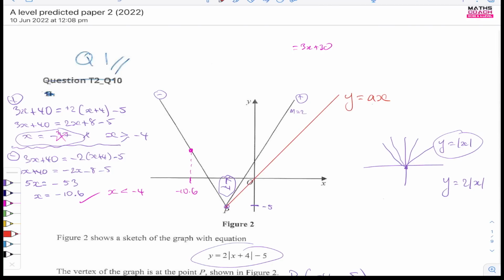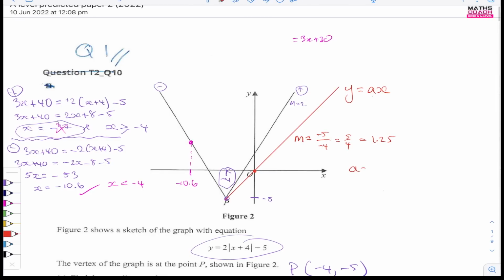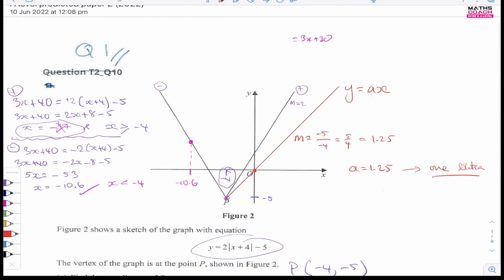What's the gradient of this line here, where the graph crosses point P? It crosses the origin, 0, 0, and crosses point P, minus 4, minus 5. What's the gradient at that point? It's the difference in y over difference in x. So minus 5 take away 0 is minus 5, and minus 4 take away 0 is minus 4. That gives you 5 over 4, which is 1.25. So the gradient here is equal to 1.25. So when a equals 1.25, how many solutions do we get? We get one solution, because it touches the modulus graph at the lowest point.